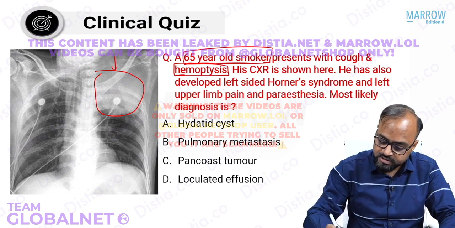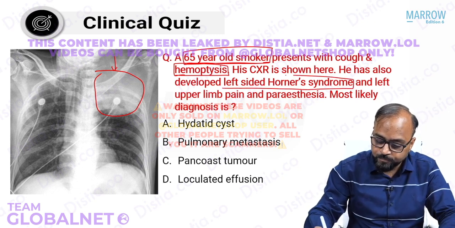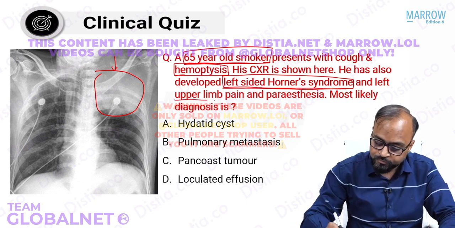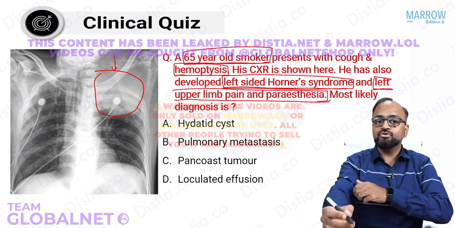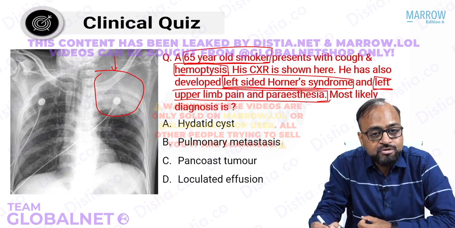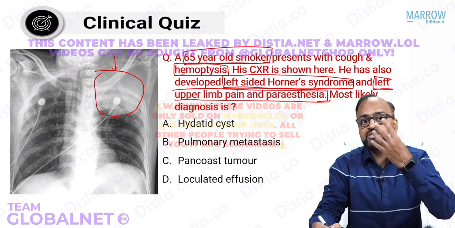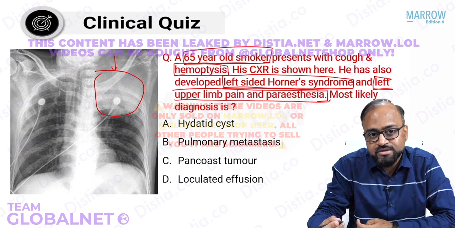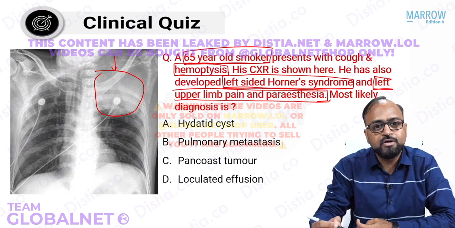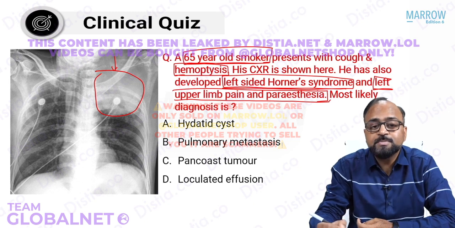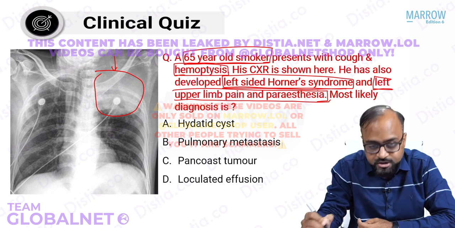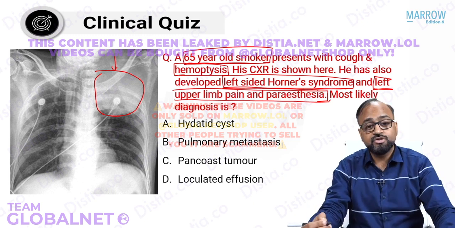Along with that, there is left-sided Horner's syndrome because of the involvement of the cervical sympathetic ganglia, and also left upper limb pain and paresthesia, probably because of involvement of the brachial plexus nerve roots. So all this involvement of neural structures points towards a malignancy. There is a specific type of lung tumor which is given a specific name when it occurs in the lung apex. It presents with a specific clinical syndrome, and that is what is being discussed here. It is called Pancoast tumor.